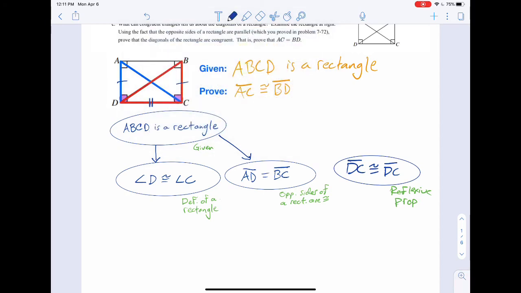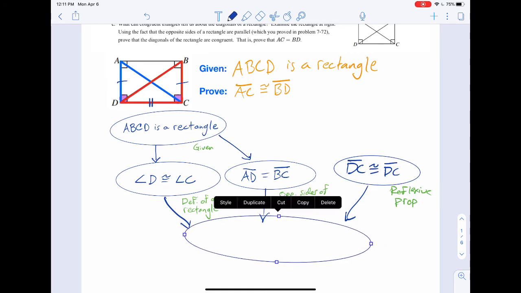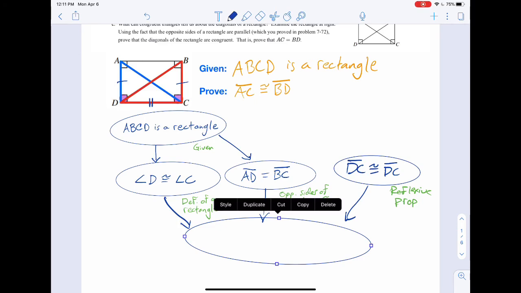Now we have enough information to say, well, if this and this, then triangles are congruent by what? So let's write our triangle congruence statement. Triangle ADC is congruent to triangle, why don't you go ahead and hit pause and finish this bubble and the justification on the outside. Hit play when you think you have it.